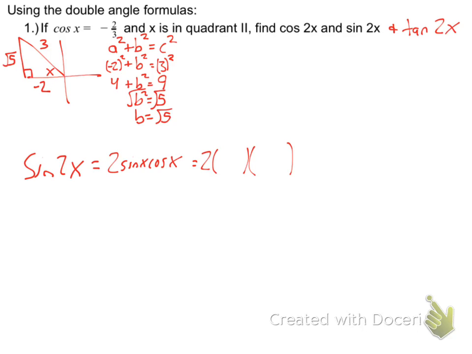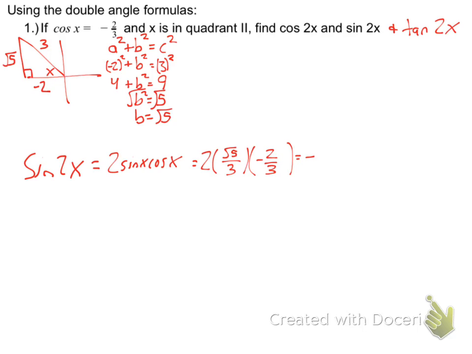What is sine of x? Going up to the triangle. Sine is opposite over hypotenuse, which is square root of 5 over 3. What's the cosine of x? Actually, they gave it to us, didn't they? Negative 2/3. Well, positive, positive, negative makes a negative.